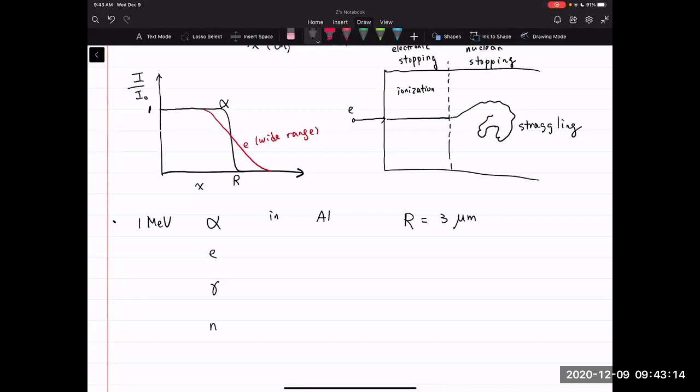And for electrons with the same energy, they can go much deeper. For electrons, this range, of course, is not very well defined. The average range of an electron will be like 1.8 millimeters. Okay. So notice the change of the unit from micrometer to millimeter. So electrons do not get very deep, but still much deeper than the highly charged particle, like the alpha particle.